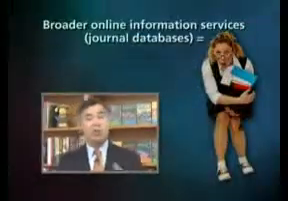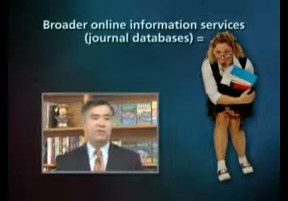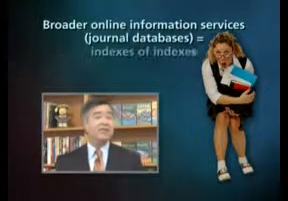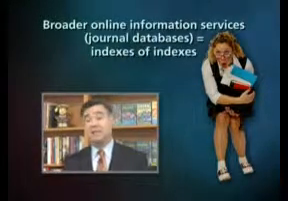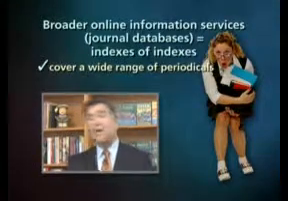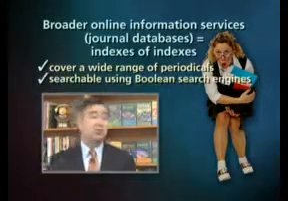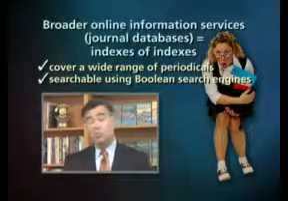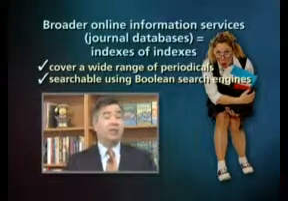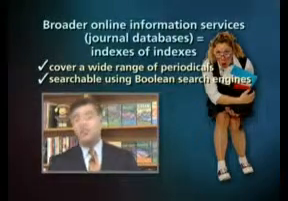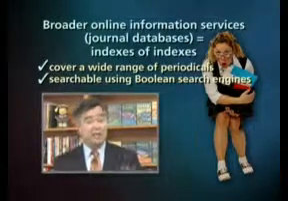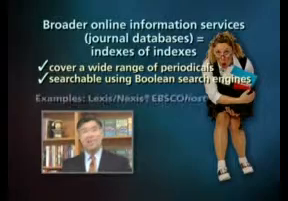Now, there are also broader online information services, which are often referred to as journal databases, which you might think of as indexes of indexes. These are online databases of periodical articles that cover a wide range of periodicals. These are searchable using Boolean search engines, which we'll be explaining shortly. So you can actually search through the contents of the articles using various kinds of search terms, which can help you zero in on specific articles that deal with the topic you're researching.